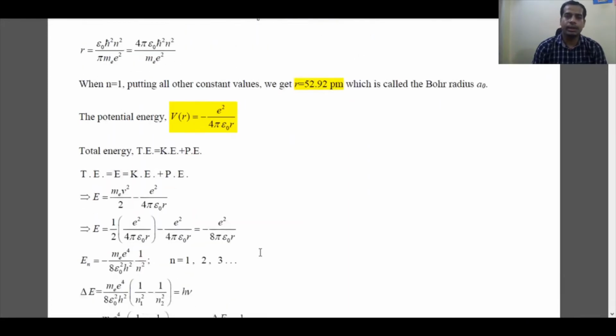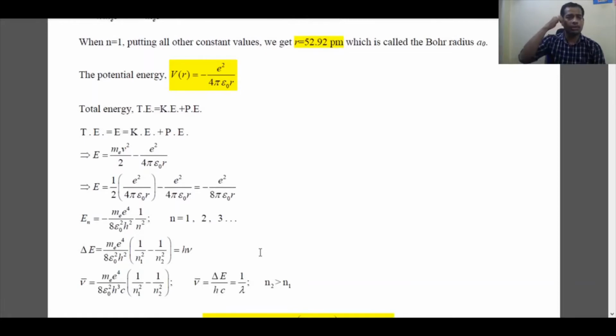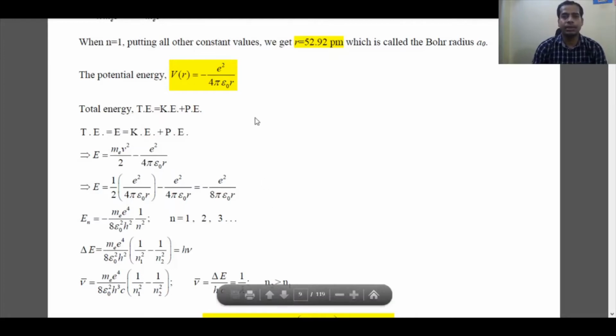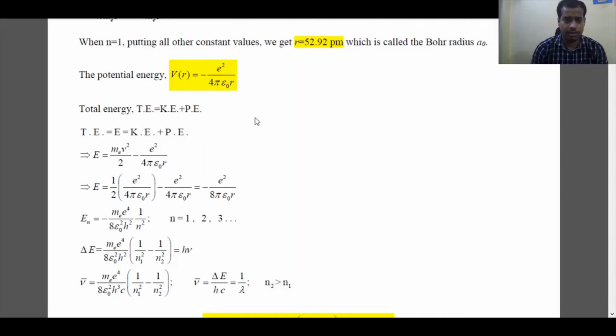Then we will evaluate the energy of the electron. To do that, we have to add kinetic energy and potential energy. The potential energy of an electron revolving around a nucleus is given as minus e squared by 4 pi epsilon naught r. Why minus? The negative sign appears because there is an attractive interaction between the nucleus and the electron.